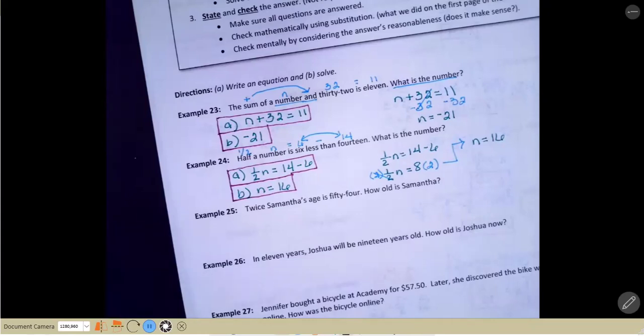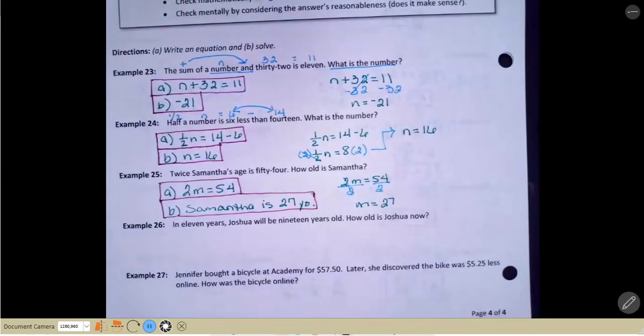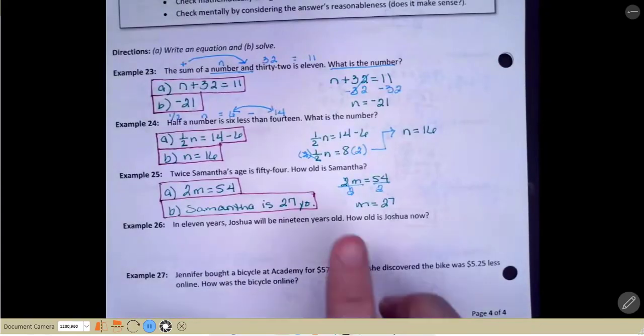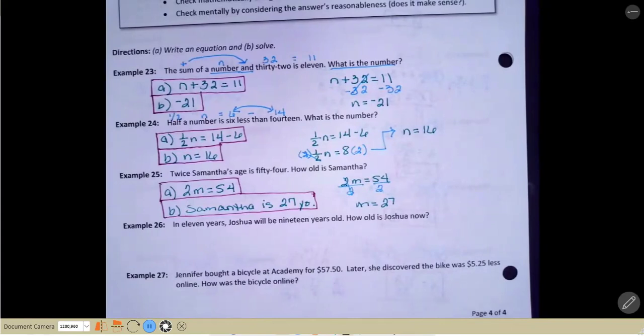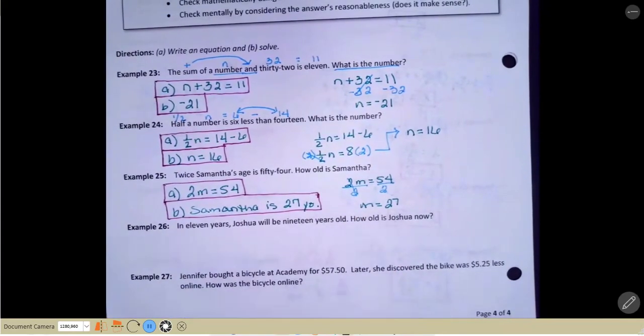I would like for you to do 25 on your own, and then we're going to do 26 and 27 together. I'm going to pause the video and let you do that one, and then we'll come back. Because this word problem is asking for something specific, you need to make sure that you don't just put m equals 27, but you say what that 27 represents, and that represents how old Samantha is. You could put Samantha's age is 27 or whatever.